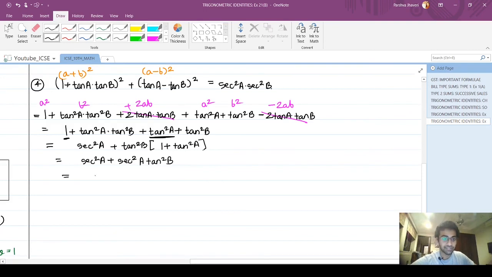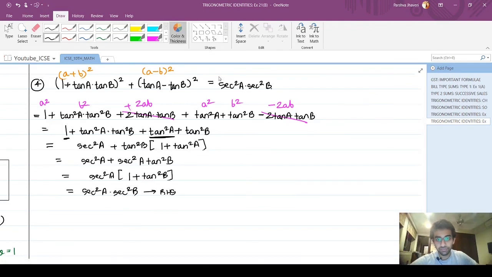Now again take sec square A common. You will get 1 plus tan square B. And what is 1 plus tan square B, guys? 1 plus tan square B is nothing but sec square B. And this is nothing but your RHS. So it was a bunch of taking out common. Okay, let me just write the identity that we used. Sec square A is equal to 1 plus tan square A. This is the identity that has come into effect.